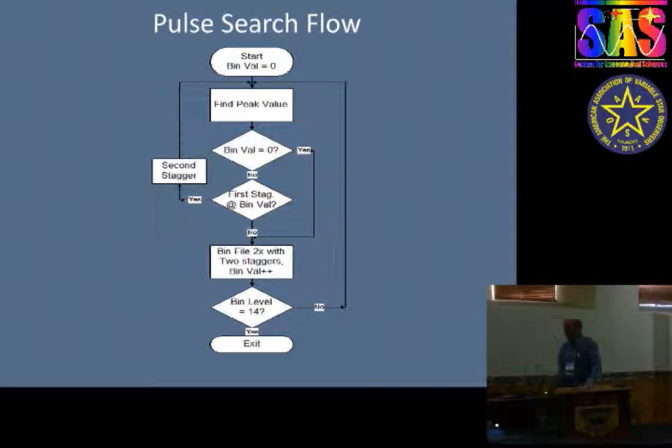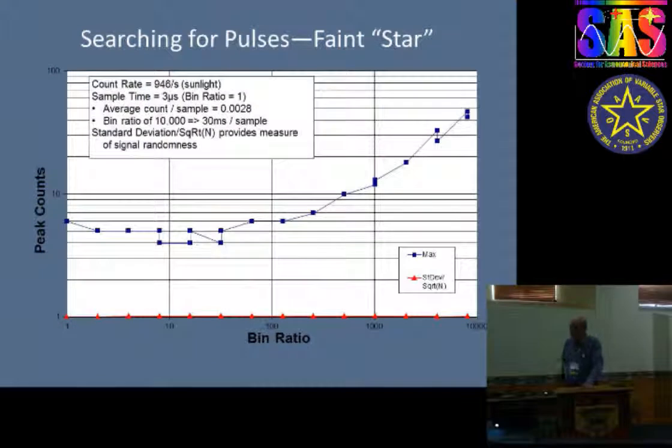I started out with a faint star, which actually is the sun, a highly filtered version of the sun, because I wanted to get rid of most seeing effects. So this is actually a very highly attenuated sun. And this shows the bin ratio. I started out with 1, which was 3 microseconds per sample.